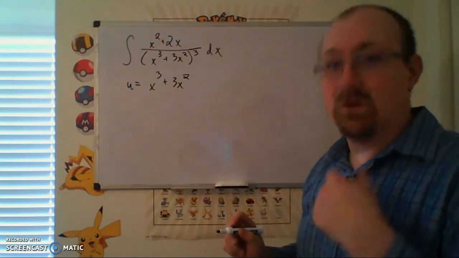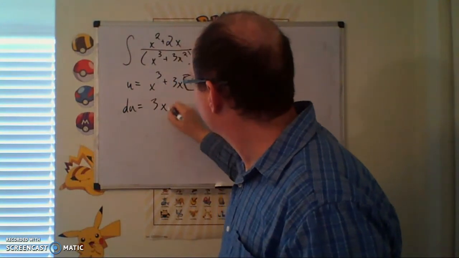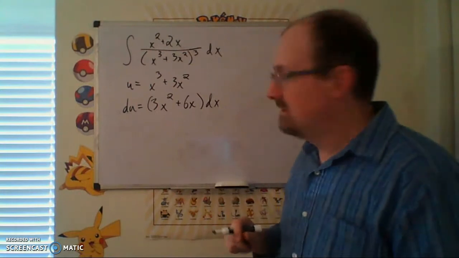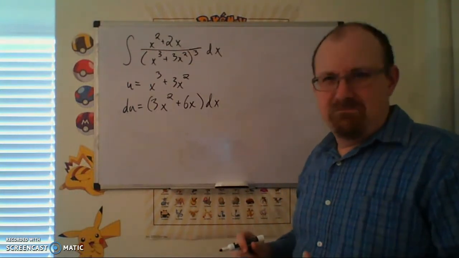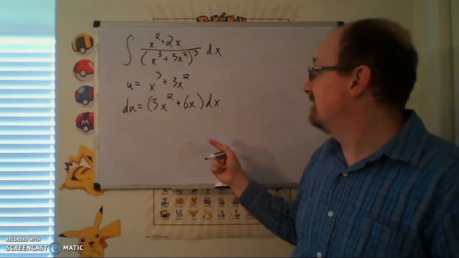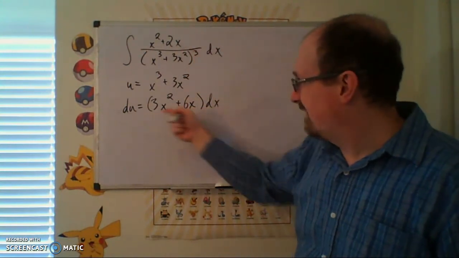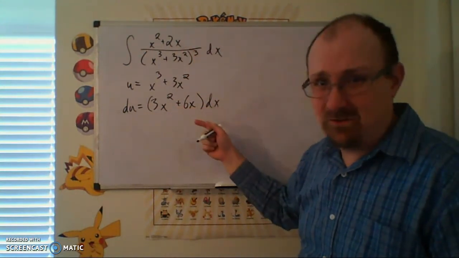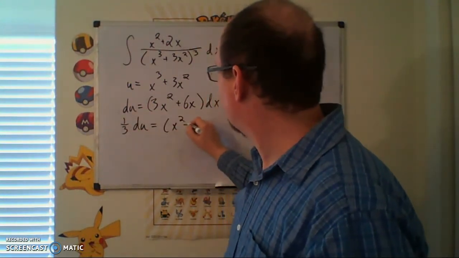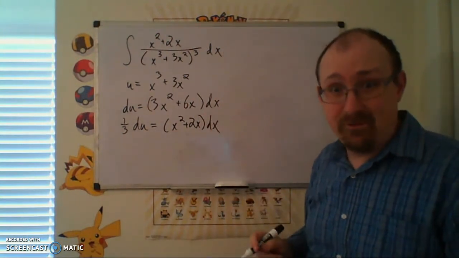All right, again, once we get a u, find the du. Well, we get 3x squared plus 6x dx. And you may notice at this point, hey, look, in a miraculous stroke of plot convenience, we have x squared plus 2x up in the top of this thing. If I factor a 3 off here, that's an x squared plus 2x, right? So yeah, so 1/3 du is x squared plus 2x dx. So that's a thing.